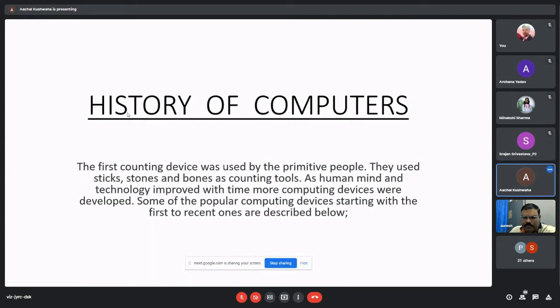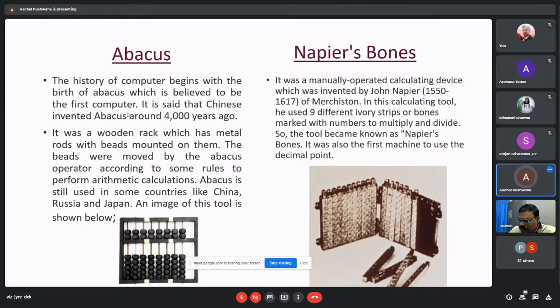History of computers. The first counting devices were used by primitive people. They used bones, stones, and sticks to do their calculations. Then the abacus was introduced about 4,000 years ago in China. As you can see in the picture, it was nothing but a wooden rack with metal sticks and some beads they used to count and calculate. It used to perform addition and subtraction only.